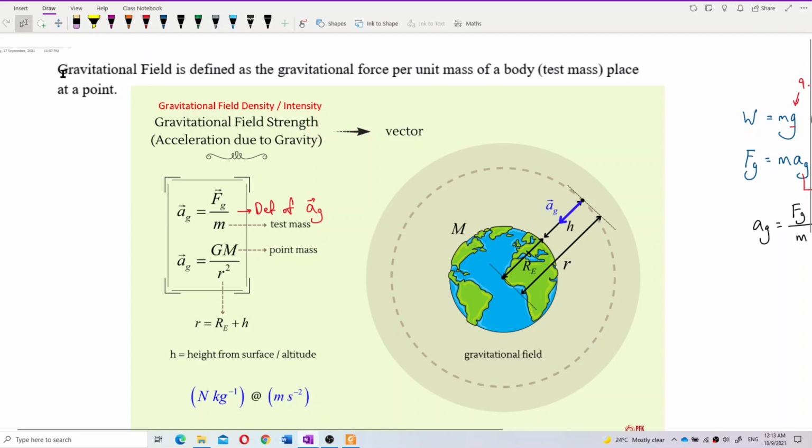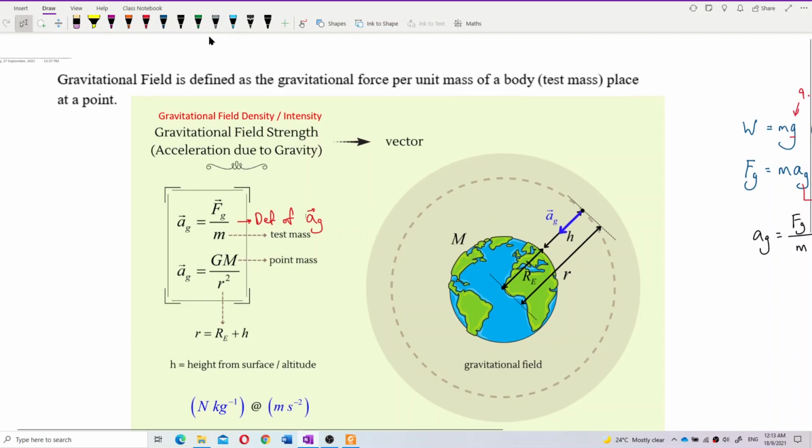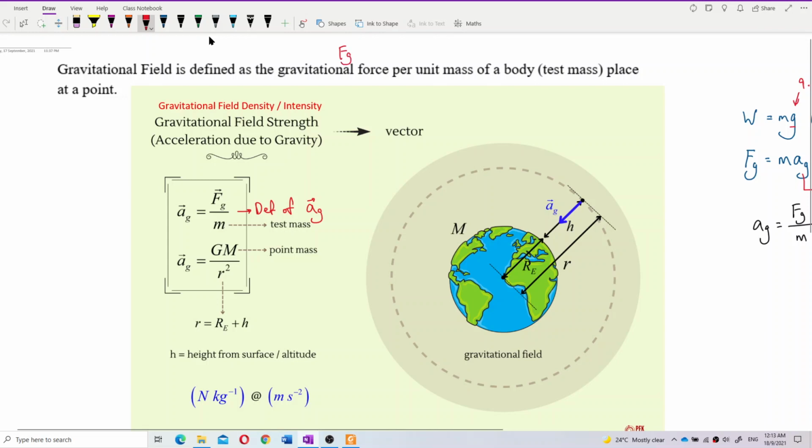Okay, let us look at the definition of gravitational field strength. Gravitational field strength is defined as the gravitational force, which is Fg, per unit mass, the small m, of a body, which is the test mass placed at a point. So gravitational field strength is actually gravitational force per unit test mass, per 1 kilogram.